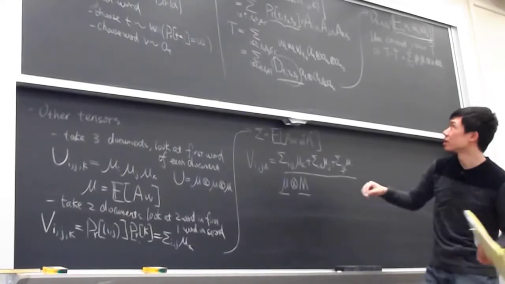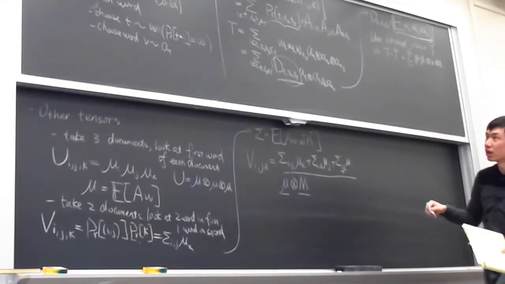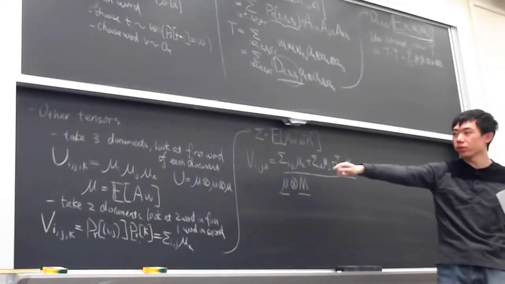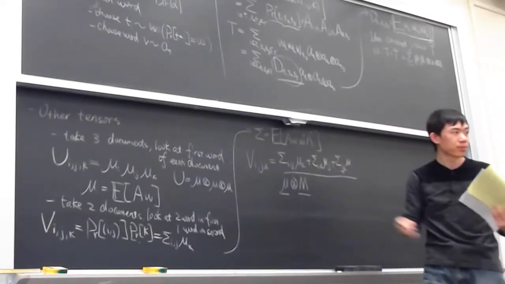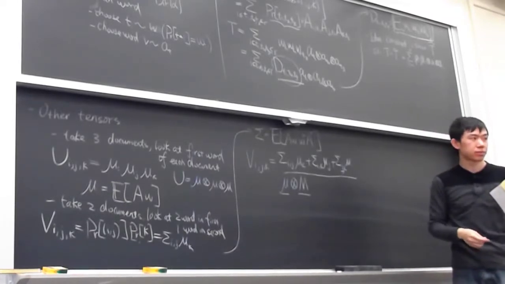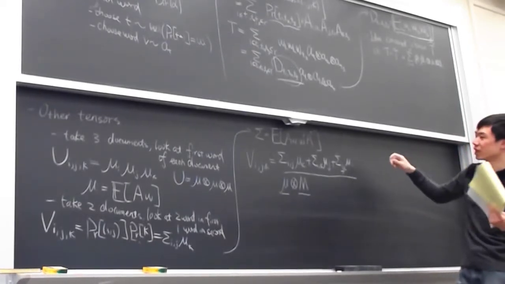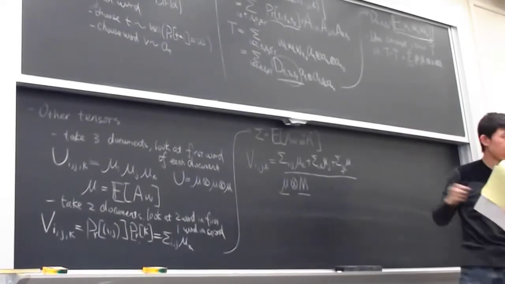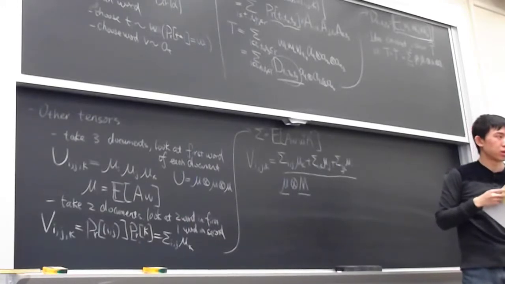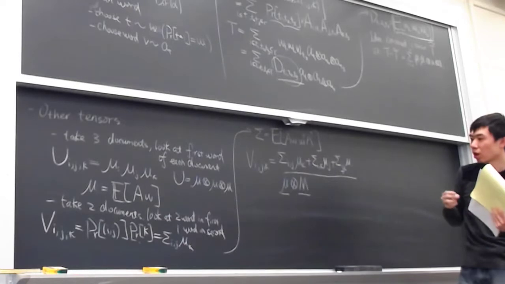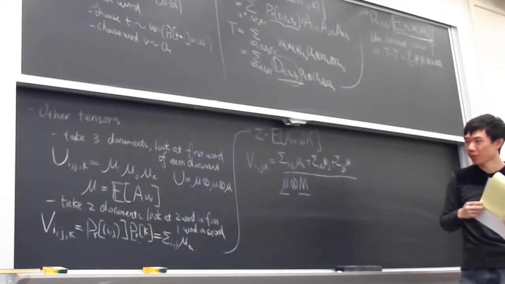So we have these three tensors. We have the tensor T, we have the tensor U, and we have the tensor V. So the goal is, is something missing, the sum of mu's? Well, this is sigma. Oh, sorry. This is sigma. Yes.